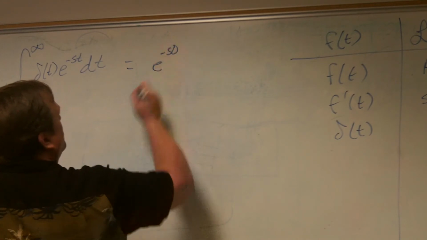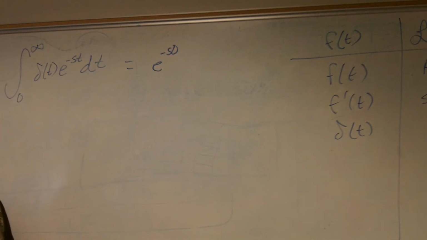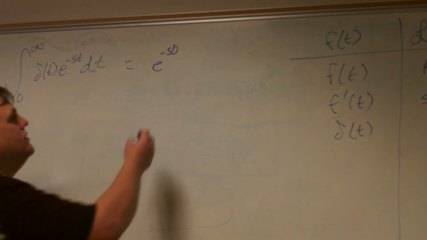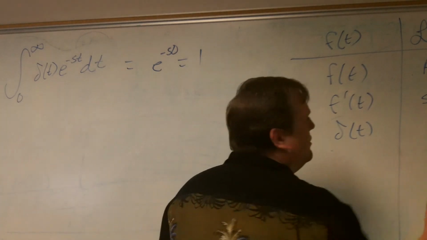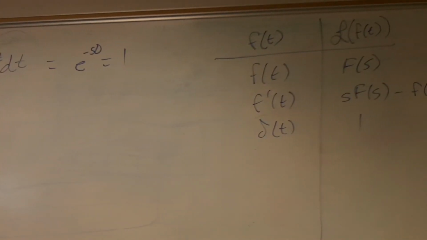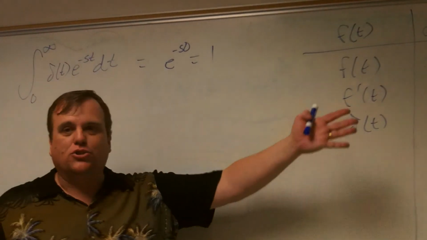So e to the minus s times 0. But minus s times 0 is? Well, 0. And then e to the 0 is? We jumped ahead of it. It's almost anticlimactic once you understand the definition. But realize it was able to very easily handle it, wasn't it? So that is your delta function.